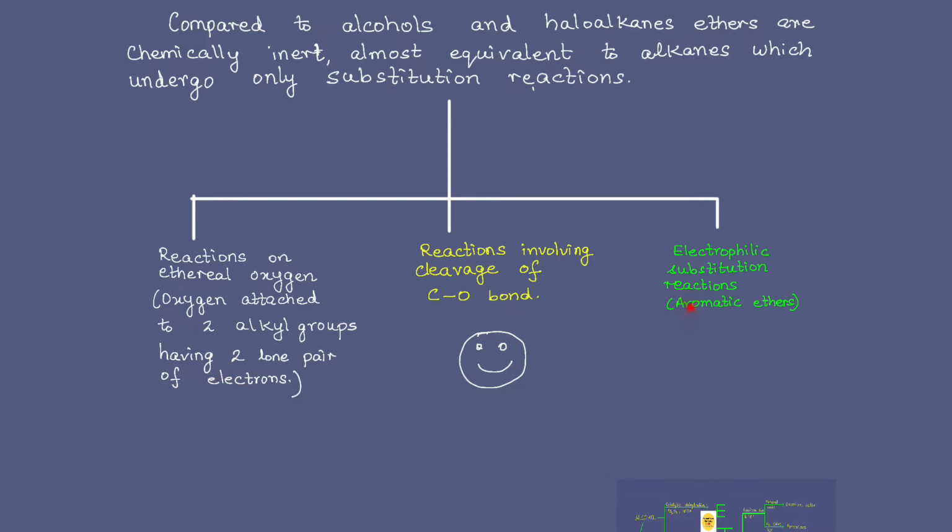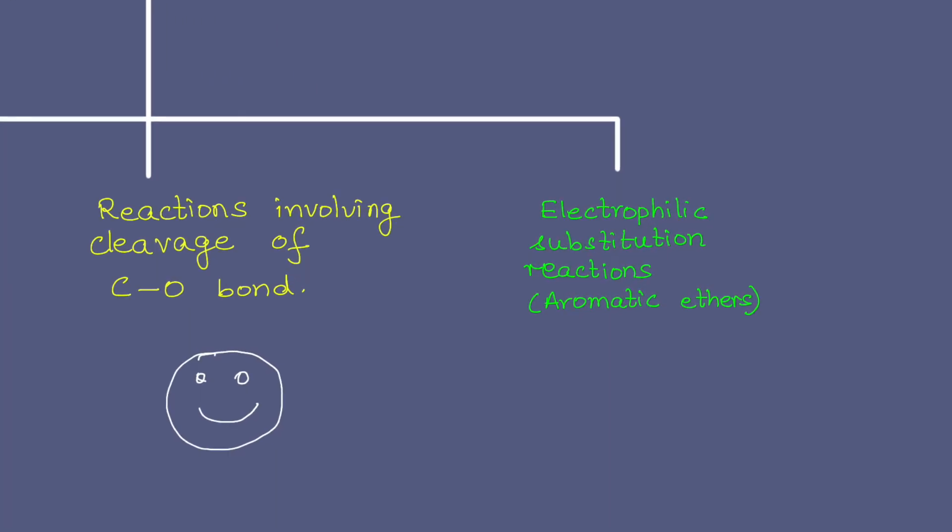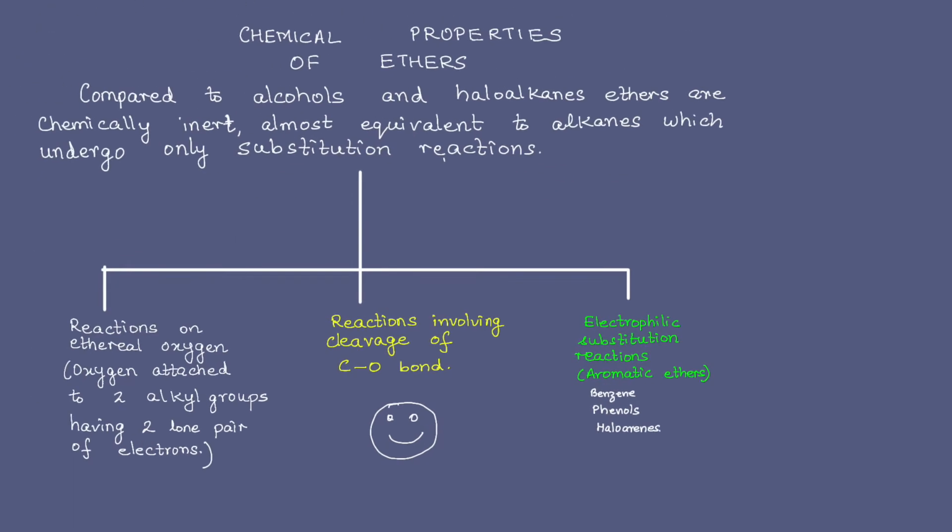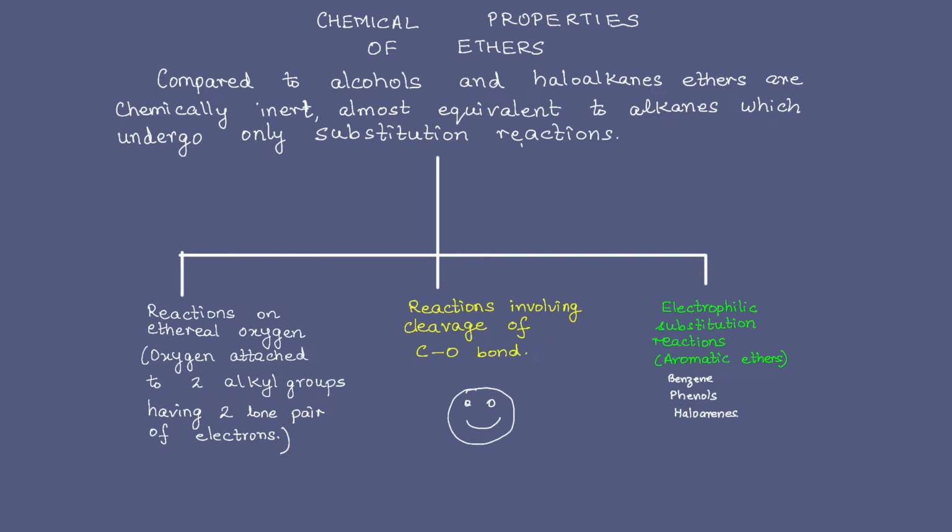The third category of reactions is very typical of aromatic compounds, and those are electrophilic substitution reactions. We have covered the mechanism, the details of electrophilic substitution reactions in quite a few topics. If you remember, we've done them in benzene, we've done them in phenols, we've also done them in haloarenes. Yes, these are the topics which have already been covered on the channel. Let's start with the first one then.